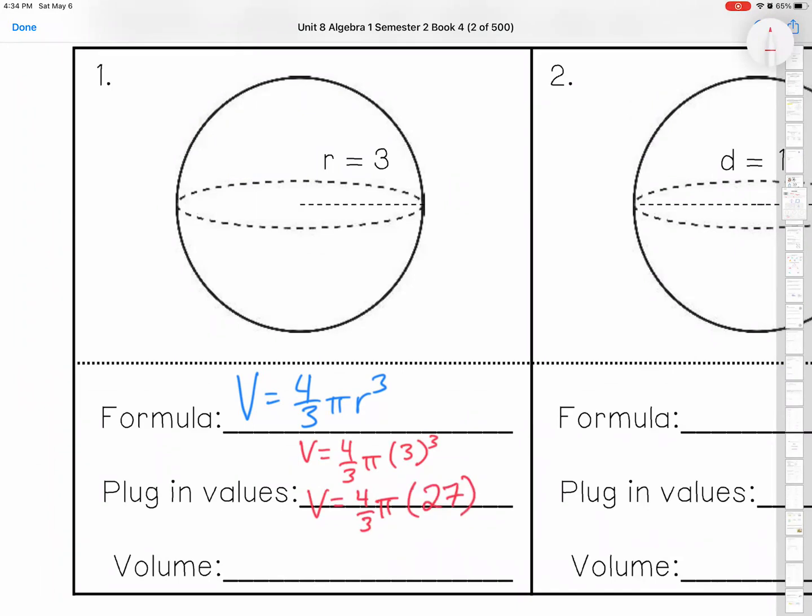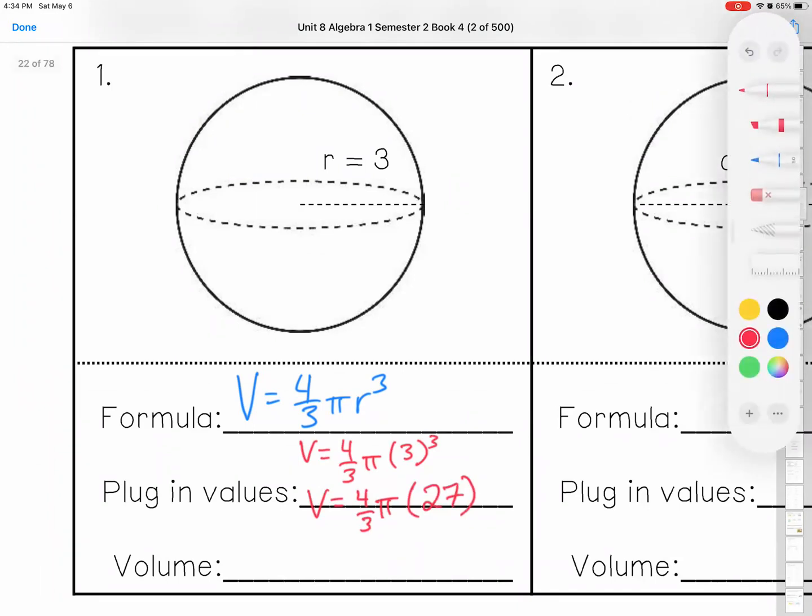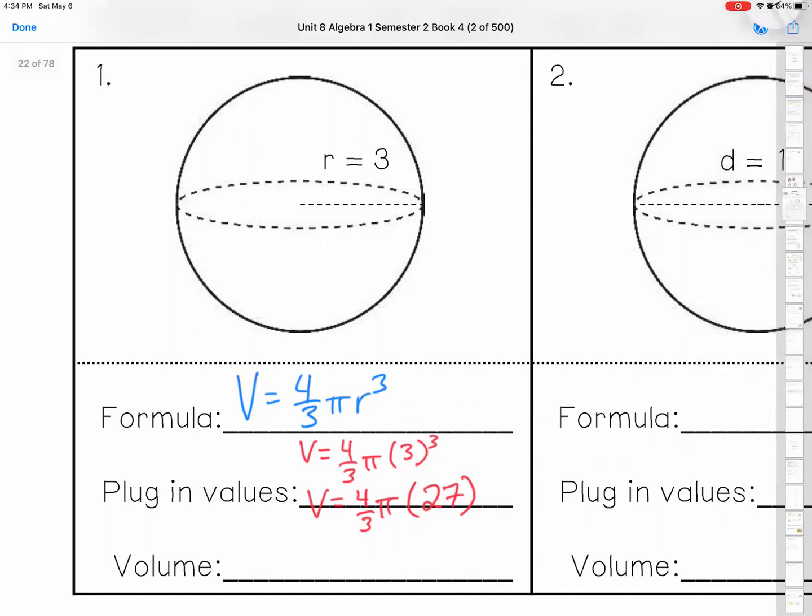And now how you would enter this in the calculator, or rather I should say, 4 times 27 comes out to be 108 divided by 3. So 108 divided by 3, which would then give us 36 pi. Okay. So again, we multiply the 4 times the 27, and then we divide that by 3. And when you do that, you get 36 pi.